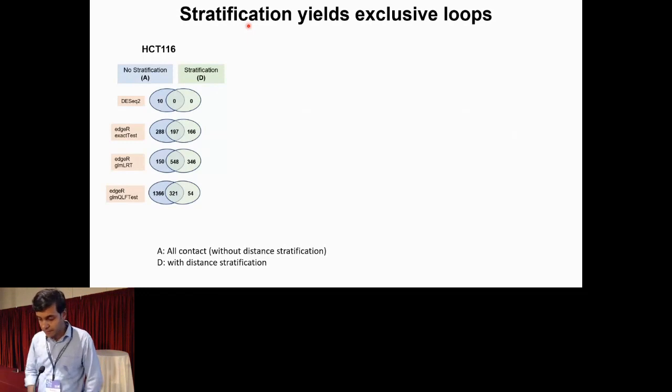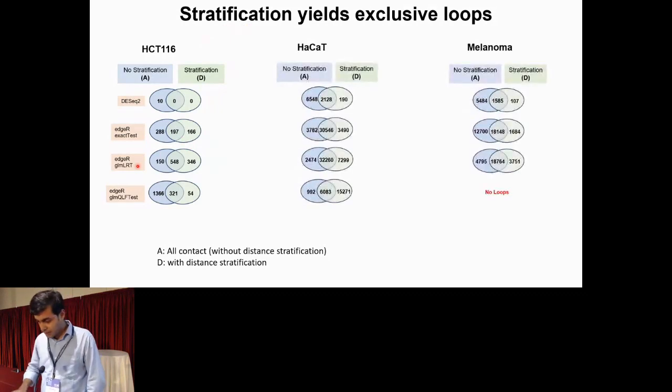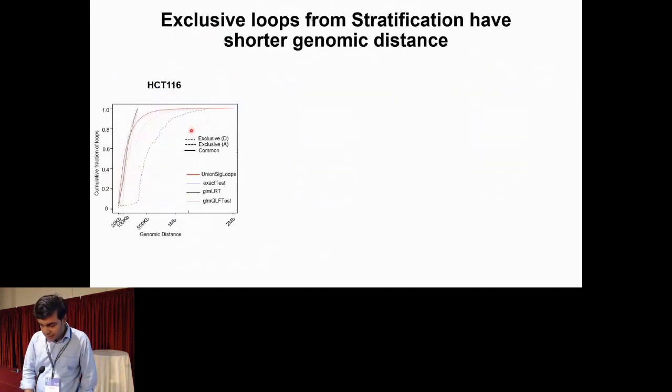So for distance stratification, we are finding a lot of exclusive loops in the HR settings that we found for all three data sets. And we found, surprisingly, that the exclusive loops detected by distance stratification are actually towards the shorter genomic distance, whereas the exclusive loops in the all contact background are capturing a longer distance range, which was a bit surprising to us because stratification is expected to retrieve the longer range ones.